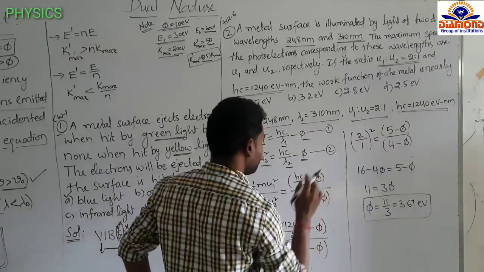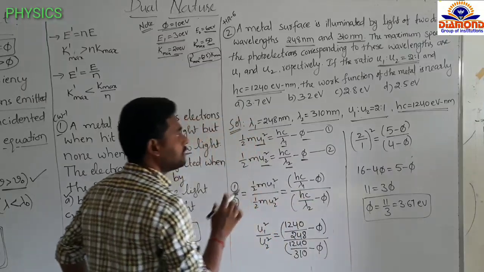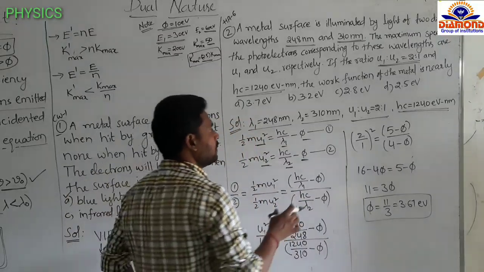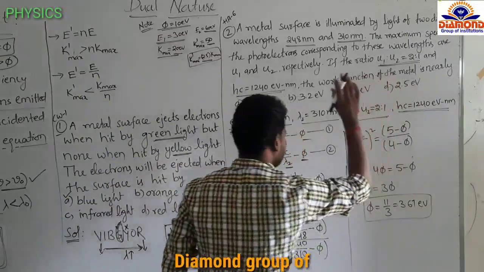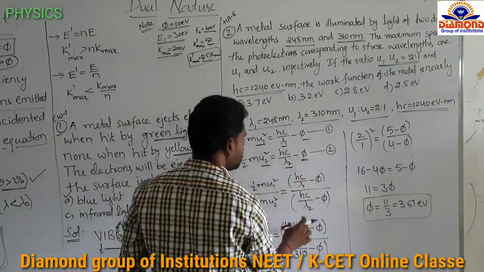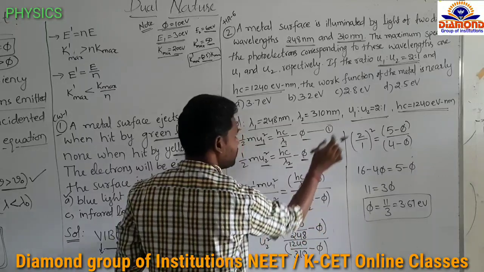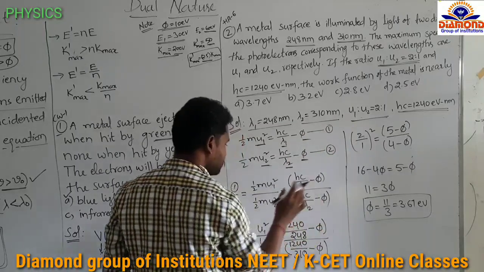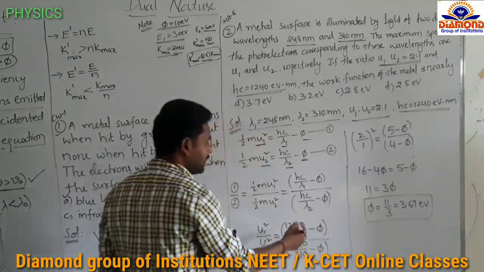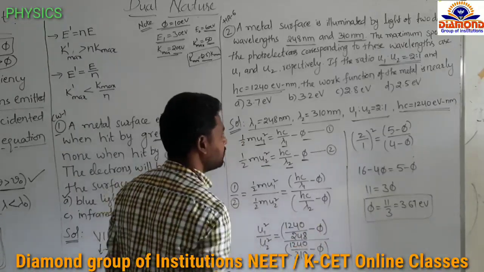1240 electronvolt nanometer. Here the wavelength is also given in nanometers, so there is no need to change it into angstroms. So now the hc value is 1240 and lambda 1 value is 248 minus phi, by hc value 1240 and lambda 2 value is 310. Substitute and cancel it: 248 goes 5 times and 310 goes 4 times.